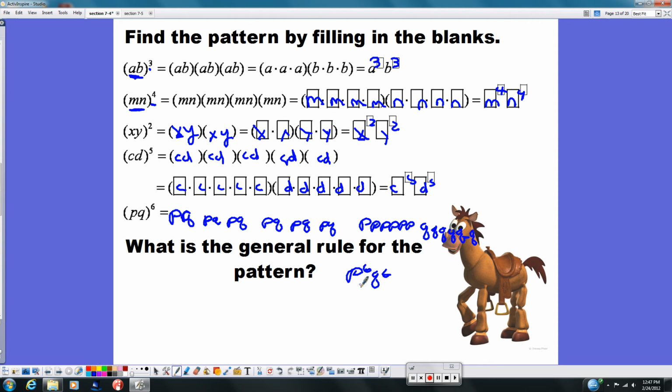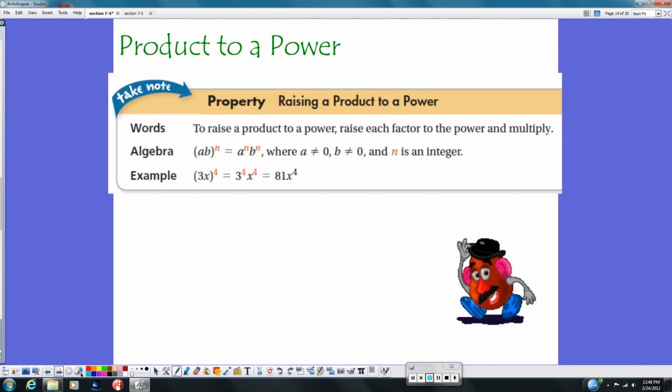Did you notice a pattern? Hopefully you noticed that basically you're going to apply this exponent to each of the letters in the parentheses. So the rule for this is when we're raising a product to a power, you raise each factor to the power and multiply. So if we have AB to the n, it's going to be A to the n, B to the n. If we have 3x to the 4th, we're going to have 3 to the 4th, x to the 4th. Now notice in this second example, since 3 to the 4th is a number, we can simplify that further to get 81 x to the 4th.